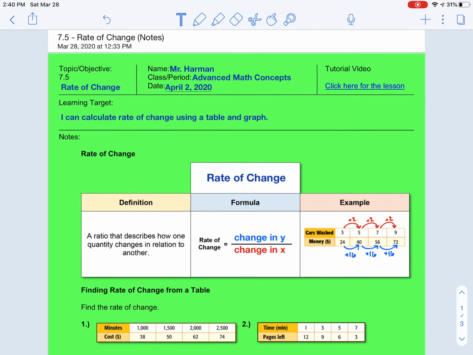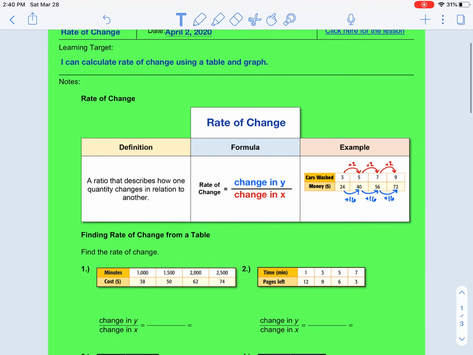Alright, 7.5 is on rate of change, which is a totally new concept for us. Our learning target is: I can calculate rate of change using a table and a graph. So we're going to take things that we've been working on the last couple lessons this week, and we're going to calculate something called rate of change. Rate of change is a ratio that describes how one quantity changes in relationship to the other. So if one set of numbers goes up, does the other one go up too? Does it go down? And how fast or how slow?